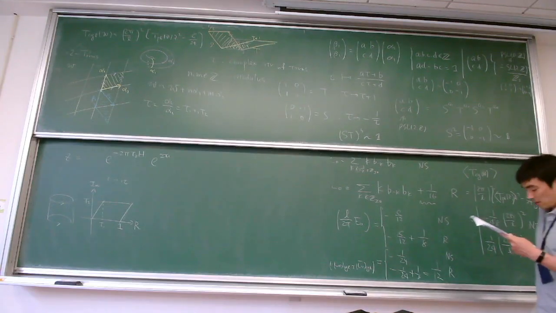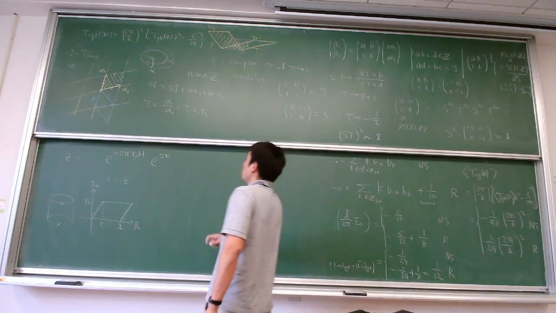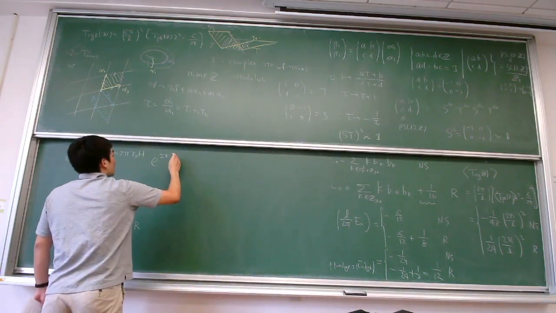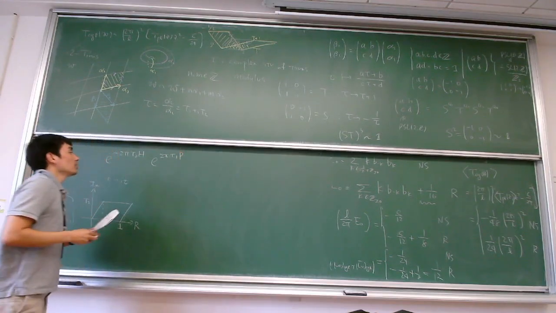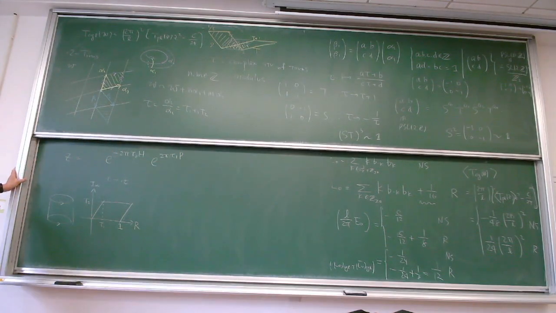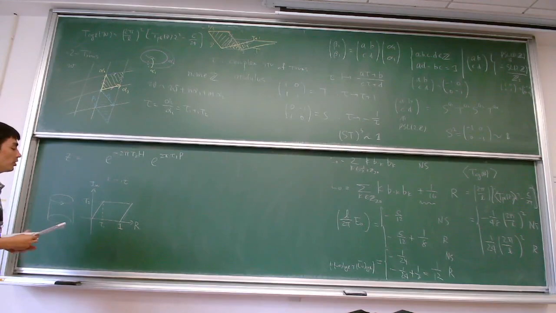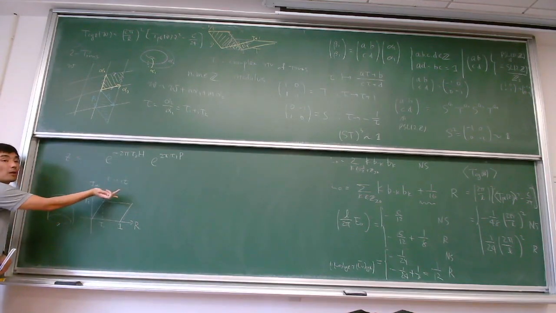Yeah, the spatial direction is also the same. It's a Euclidean signature, so tau 1 and P. The signature is a bit different. And now you just need to identify top and bottom.